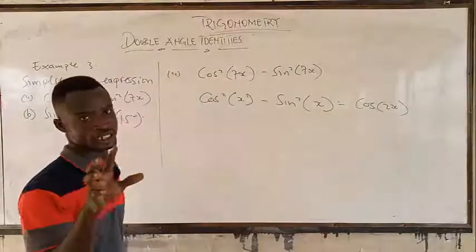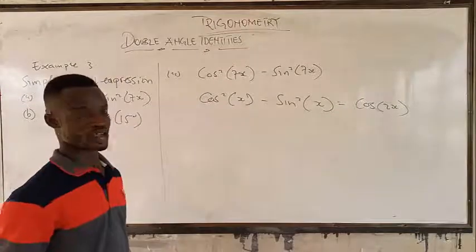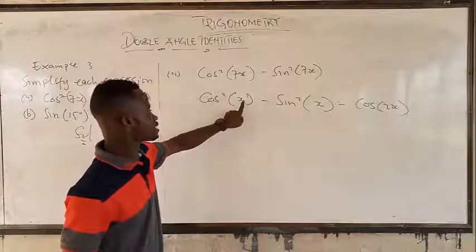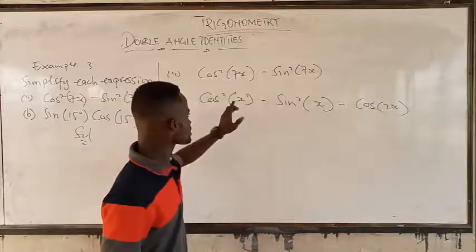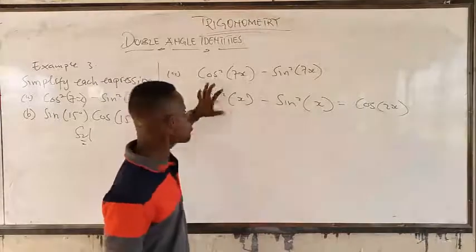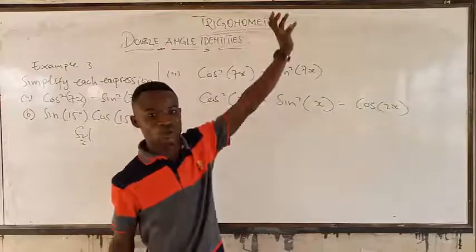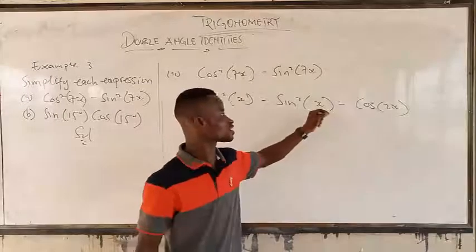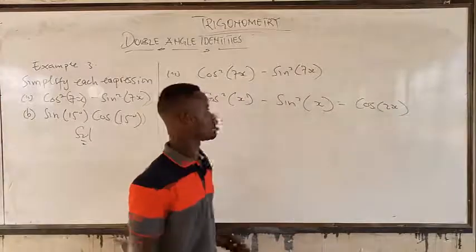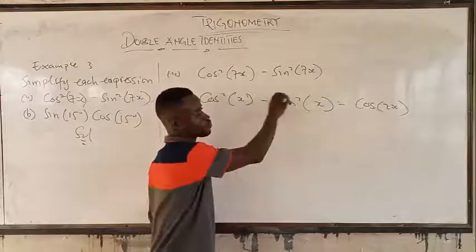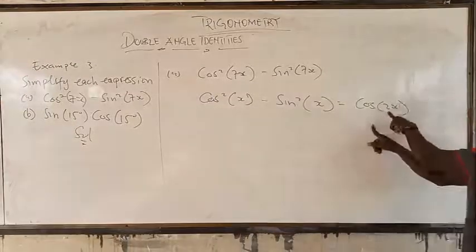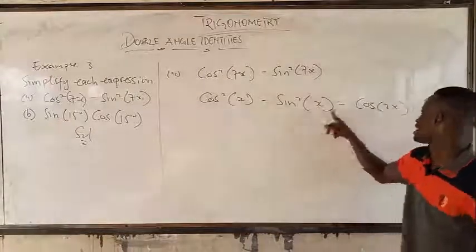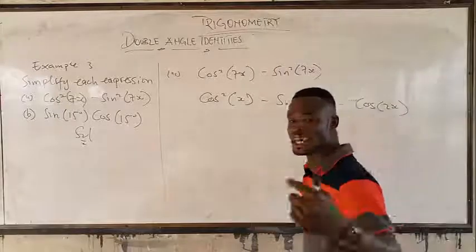Now, you need to understand what this means. Look at the argument. The argument there is x, the argument here is x. So we are saying that if you have something in the form cos squared minus sine squared, the result is cos of 2 times the argument. Here the argument is x, that's why we have 2 times x.